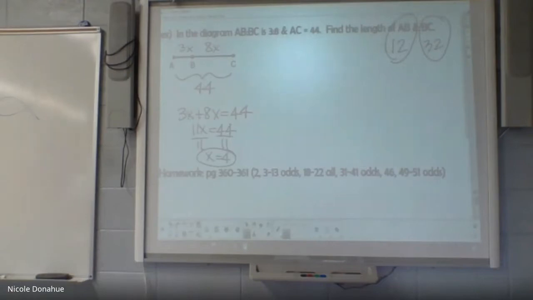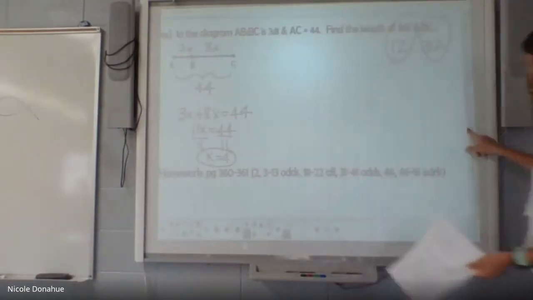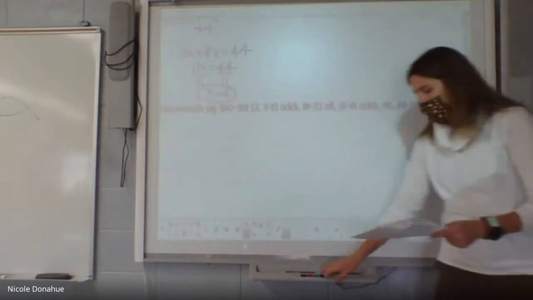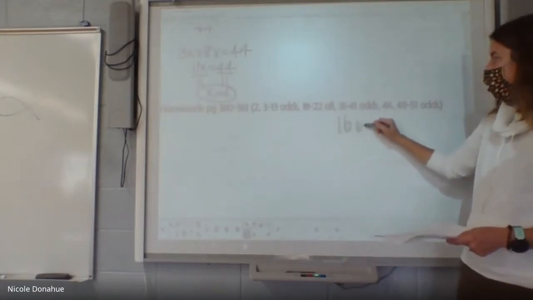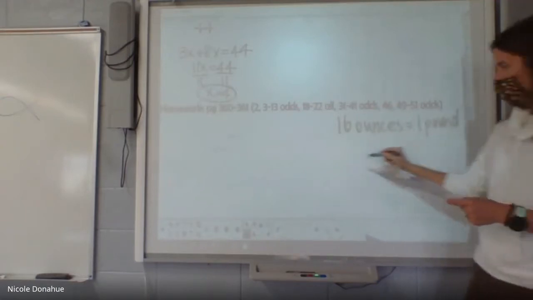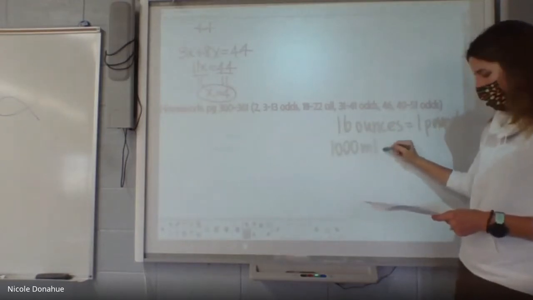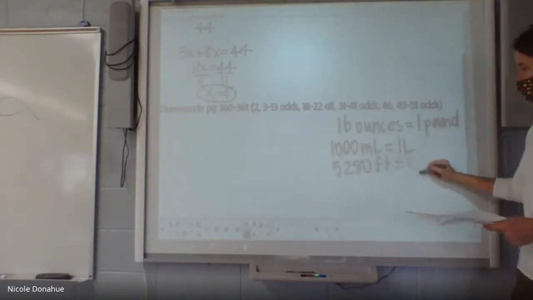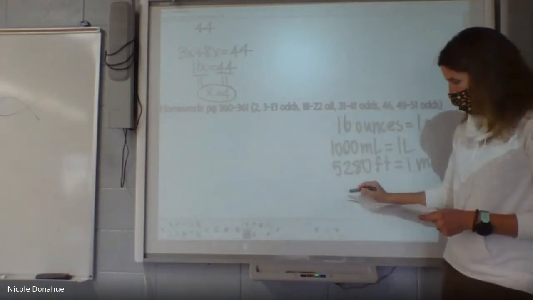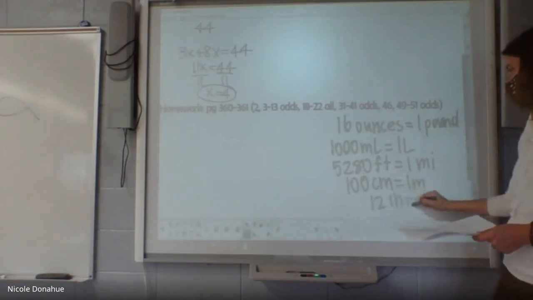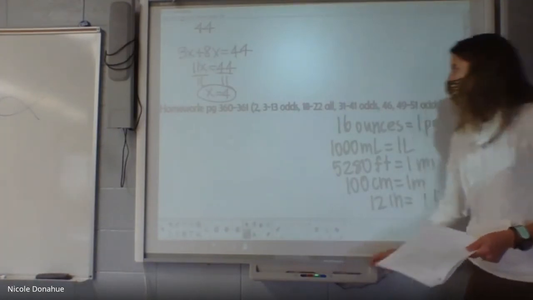Now, in your homework tonight, you might want a few different conversions. There's a great thing called the internet. You can always feel free to look up conversions. If you would ever need a conversion, like on a test, I would give it to you. But if you don't feel like looking them up, there's 16 ounces in a pound. I'll write down some of the ones you might need. 1,000 milliliters in a liter. 5,280 feet in a mile. We did the 100 centimeters in a meter, and then 12 inches in a foot. So those might be helpful.